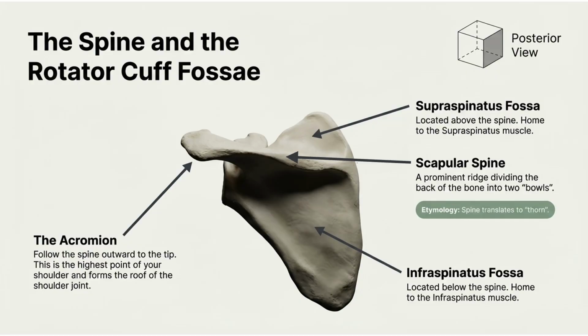Supraspinatus fossa, above the spine, home to the supraspinatus muscle. Infraspinatus fossa, below the spine, home to the infraspinatus muscle. Both are critical members of the rotator cuff. Following the spine outward to the very tip of the shoulder, we find the acromion. This is the highest point of your shoulder and forms the roof of the shoulder joint.